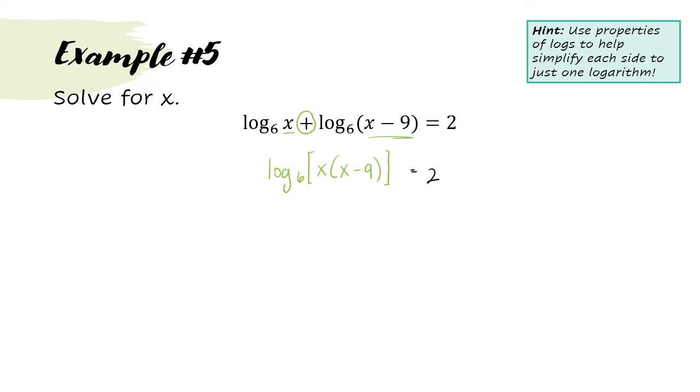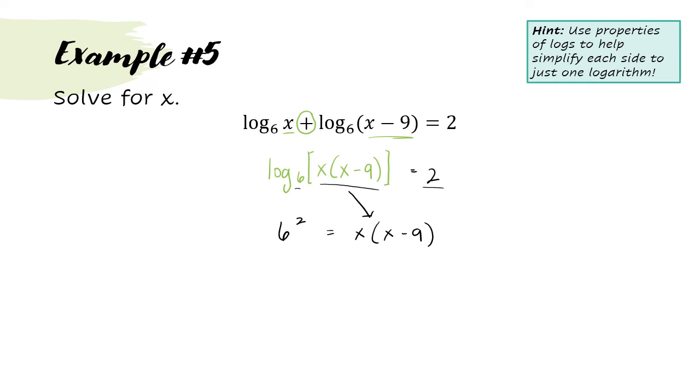Okay, so I wonder if at this point maybe we should just try to put this into exponential form. Again, taking my base 6, what this expression is equal to as my exponent, and then my value goes here. Again, we're just translating from logarithmic to exponential form here. So 6 squared is equal to x times x minus 9.